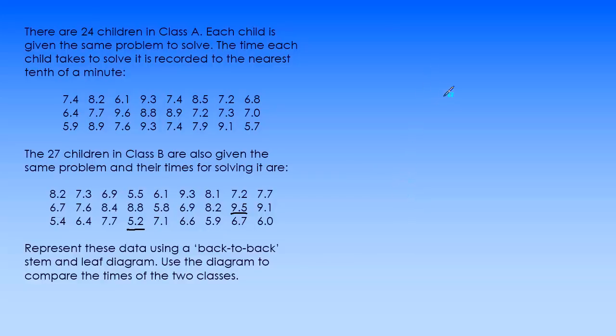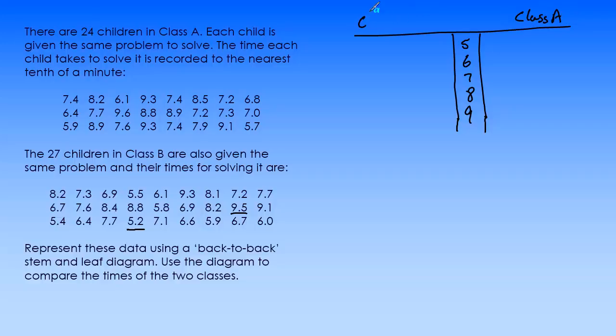Now the first thing to do is do an unordered plot. So don't worry about this being the finalized plot, and no need to do it particularly neatly. So we know the smallest was 5 point something, so 5, 6, 7, 8, and the largest was 9 point something. So if I decide to do Class A on this side and Class B on this side, now I just need to get the data from here into the diagram. So 7.4, I put a 4 as the leaf.